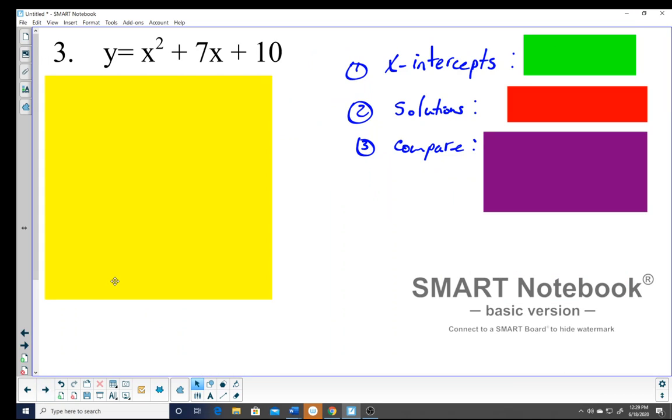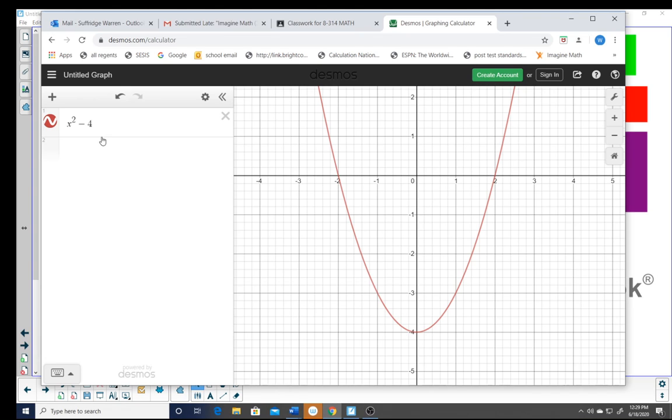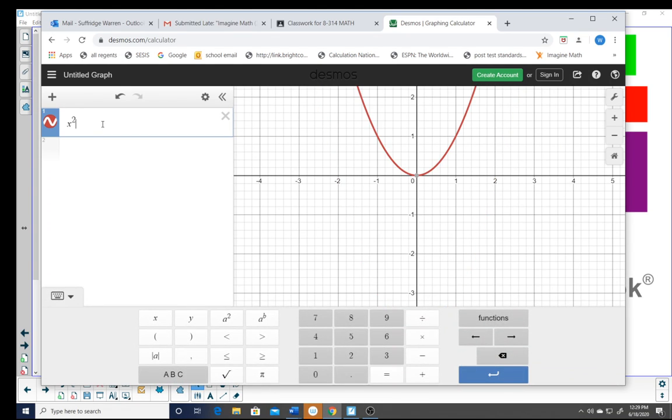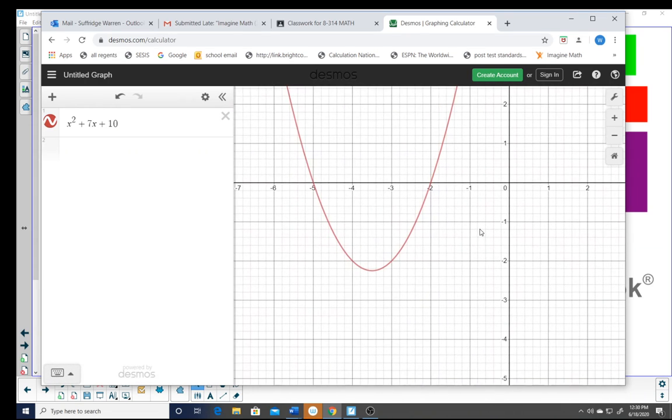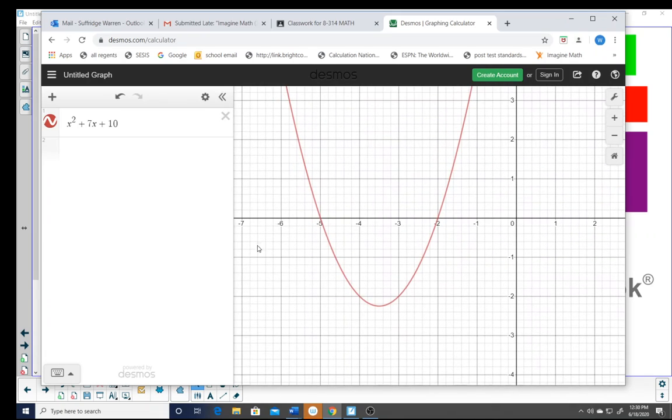On 3, we want to graph this equation, x squared plus 7x plus 10. So I'm going to go back here, x squared plus 7x plus 10. And now we have our parabola here, and notice that it is crossing the x-axis at negative 2 and at negative 5. So the x-intercepts are negative 2 and negative 5.